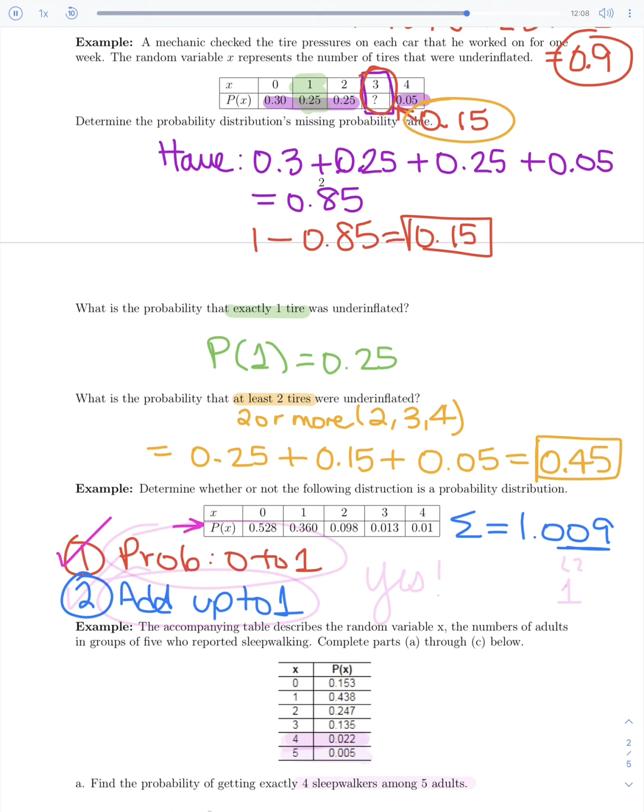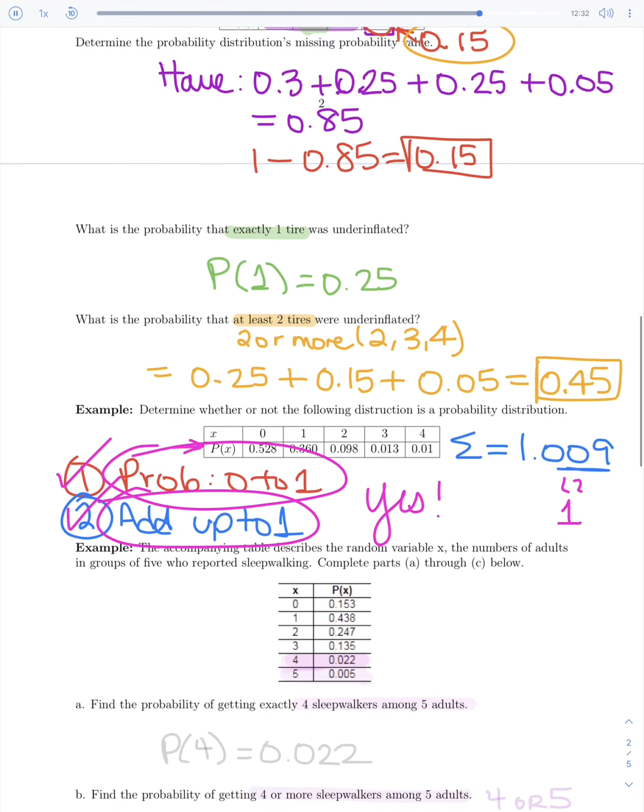Now, it's not exactly 1, but it's pretty close. It's close enough. We're not getting something like 1.3 or something like 0.97. We're getting something really close to 1. So we're going to go ahead and say that's close enough. So is this a probability distribution? We'll say yes, because all of our probabilities are between 0 to 1, and it's pretty much adding up to 1 or something that would be rounding to 1.